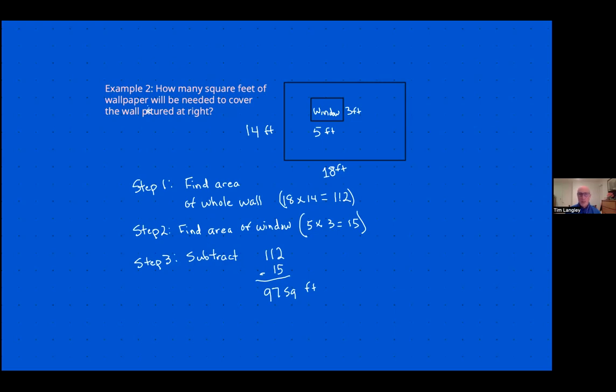So again, you're basically finding the total area of the shape. And if it's a shape within a shape, then find out what that shape within the shape is, and then subtract it from the total. And there you go.